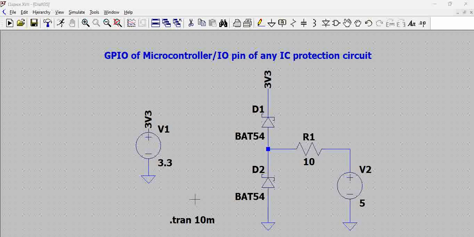So the purpose basically of this circuit is to ensure that your pin of a particular IC is not exposed to voltages beyond what is targeted or what is the spec of that particular pin of microcontroller or any IC. So whether it be an ESD event, whether it be a transient event, any of these can be controlled.